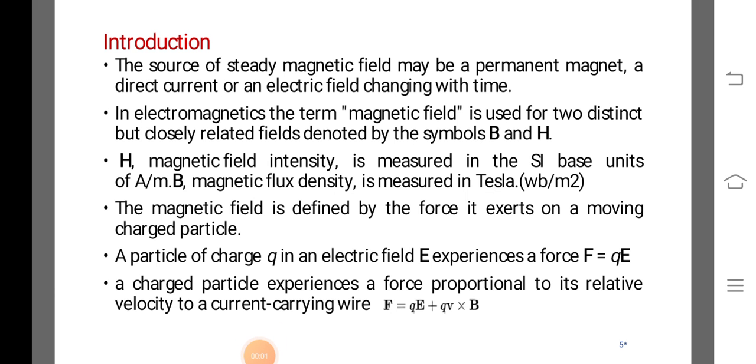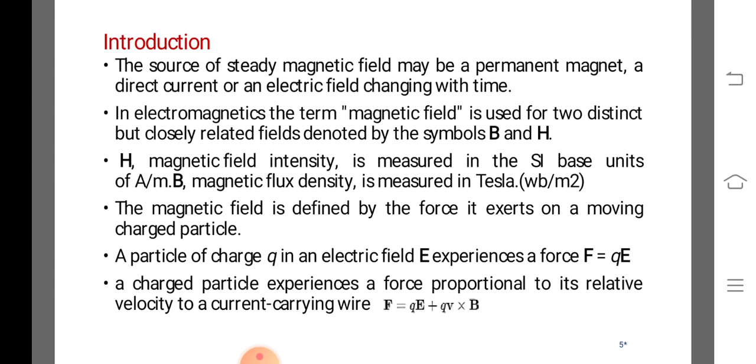Hi everyone, let's go with the introduction of magnetostatics. We know that charges at rest produce an electric field, and the motion of free charges gives current, and the current produces a magnetic field around it. Thus, a current carrying conductor is always surrounded by a magnetic field.